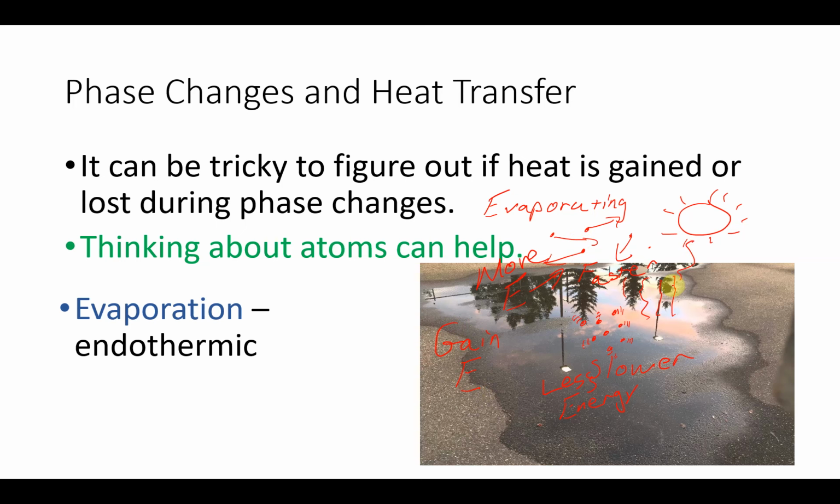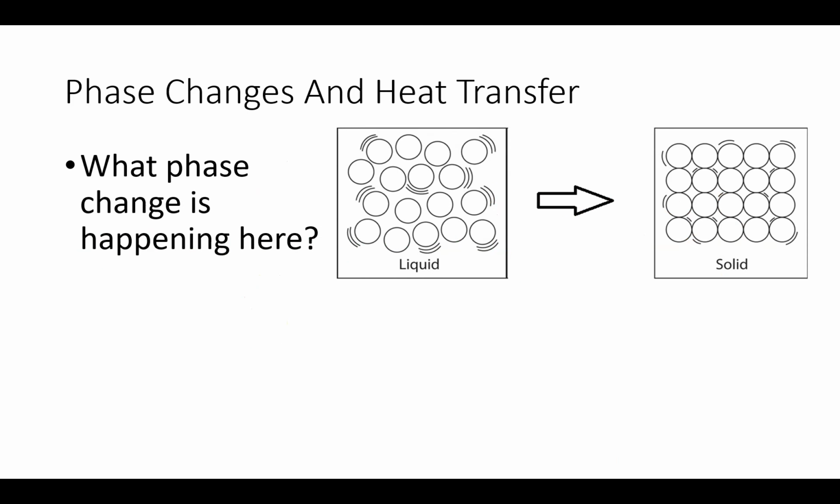The sun's energy has to come into these particles to make them go faster, because we know that gas particles just flat out move faster. So they have to gain energy to do that. So drawing these little particle diagrams can help us figure out that evaporation is endothermic. Now, if you would have said this water is boiling or something else and you didn't know the word evaporation, well, don't worry about that. At the end, we're going to summarize all the phase changes. But let's try another one.